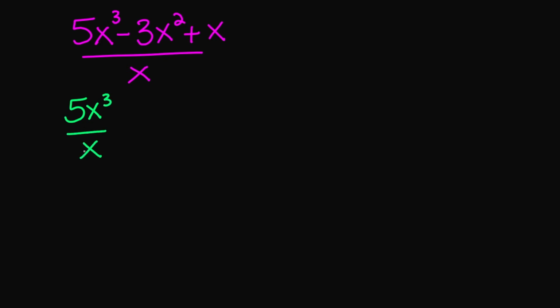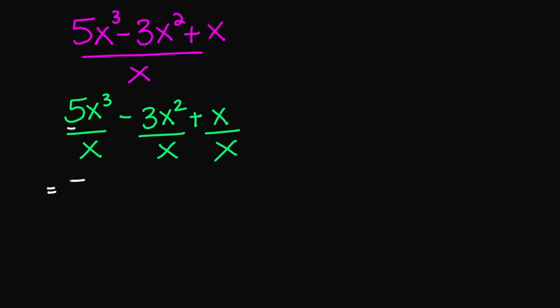Let's try 5x cubed minus 3x squared plus x divided by x. I'm going to divide each term by the divisor. So we have 5x cubed divided by x minus 3x squared divided by x plus x divided by x.